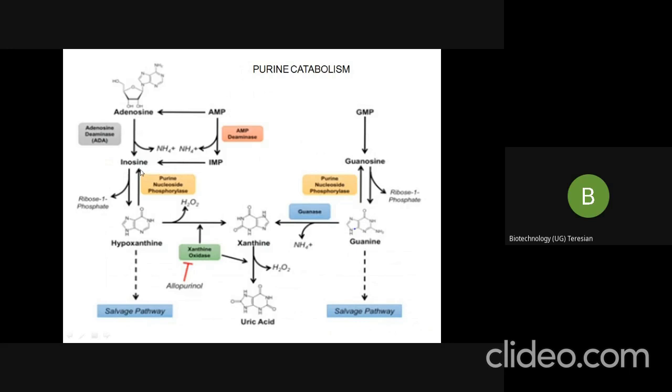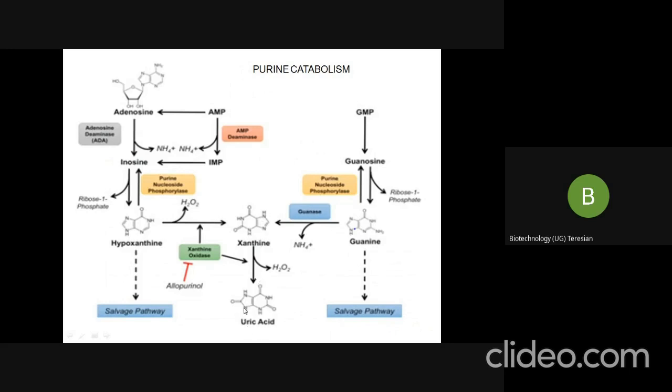This inosine can get processed to hypoxanthine in the presence of the enzyme purine nucleoside phosphorylase, by the removal of ribose 1-phosphate. So what did I get? From inosine I got hypoxanthine. This hypoxanthine can enter into the salvage pathway. Otherwise, hypoxanthine can be converted into xanthine by the formation of hydrogen peroxide. And this xanthine can then again be converted to uric acid.